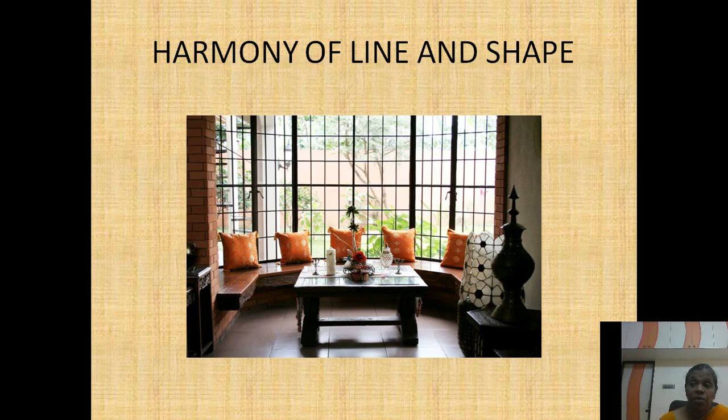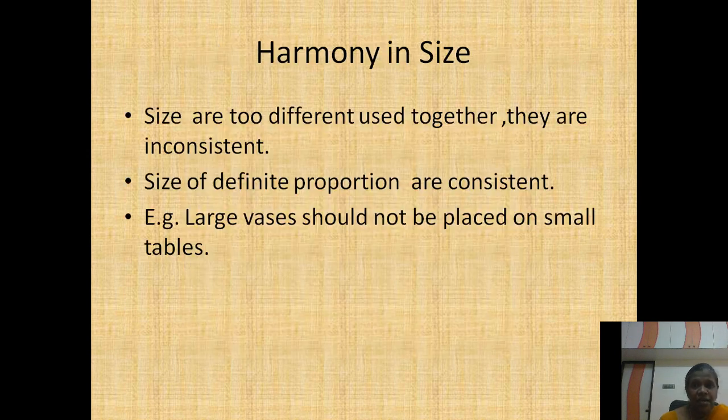That is called harmony, which is unity. It may be in the form of color, size or texture, etc. The cushions are of the same shape. So the first one is that we can achieve harmony through line and shape. Next we are going to see harmony in size.